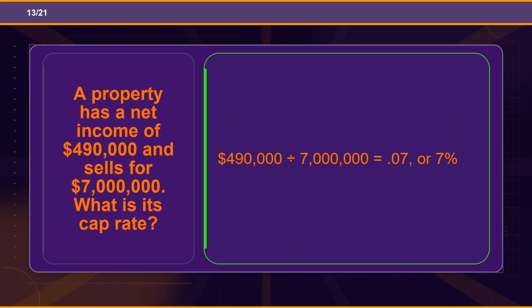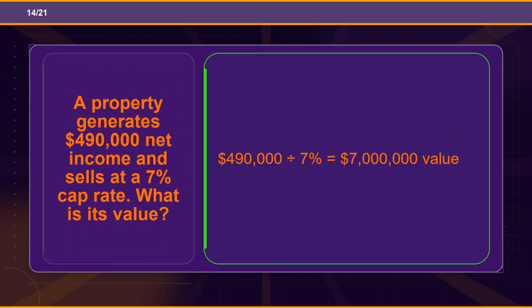Flashcard 13. Term: a property has a net income of $490,000 and sells for $7 million. What is its cap rate? Definition: $490,000 divided by $7 million equals 0.07, or 7%. Flashcard 14. Term: a property generates $490,000 net income and sells at a 7% cap rate. What is its value? Definition: $490,000 divided by 7% equals $7 million value.